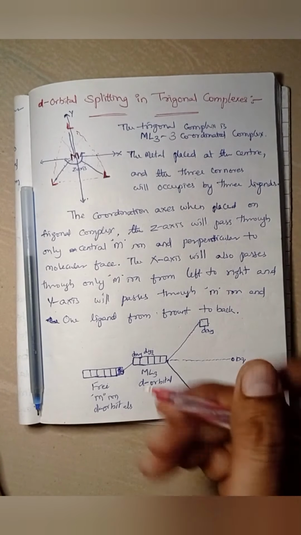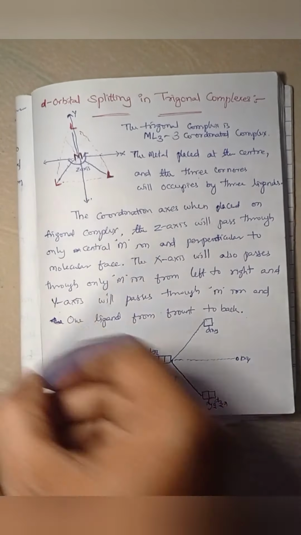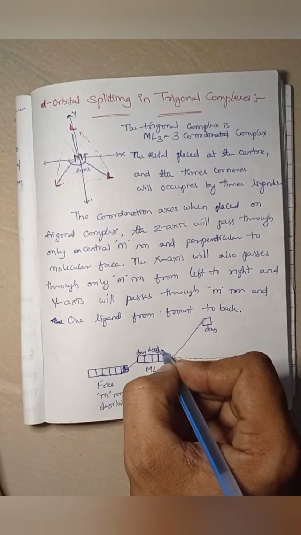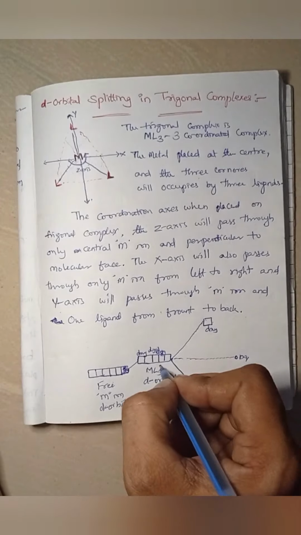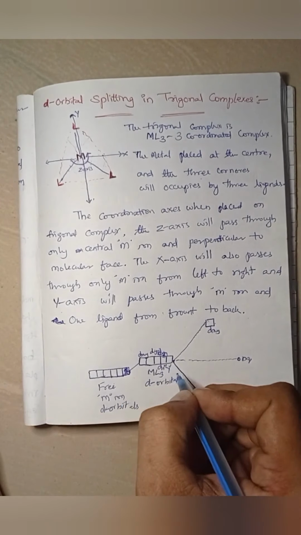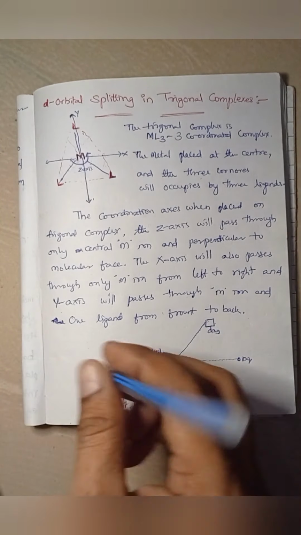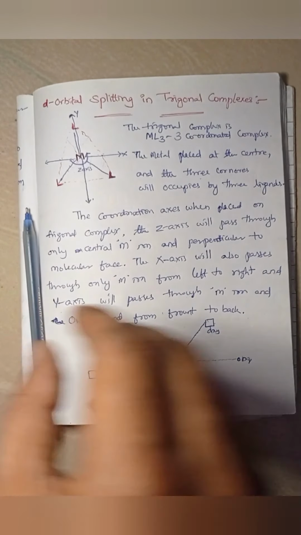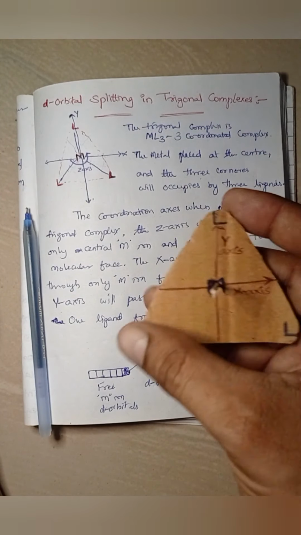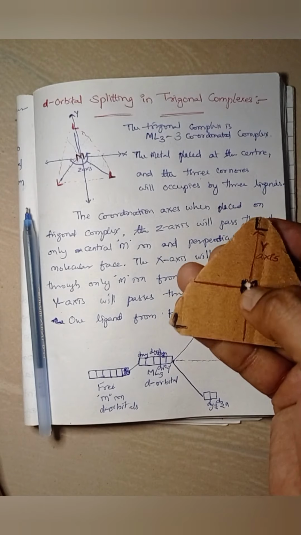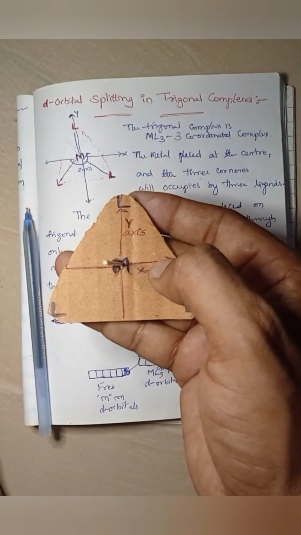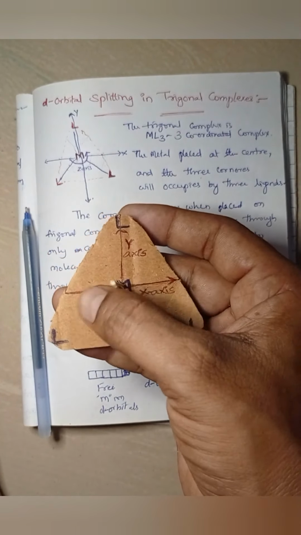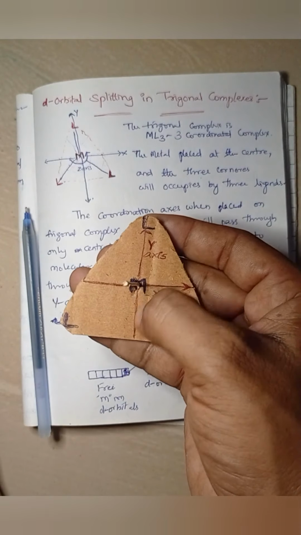Right. So coming to the next orbital, dxz, sorry, next dx square minus y square. The dx square minus y square has its lobes along the coordination axes: along the x-axis two lobes, and along the y-axis another two lobes. This is the x-axis, left to right, and this is the y-axis, front and back. So the lobes are left to right on the x-axis, and front and back on the y-axis.